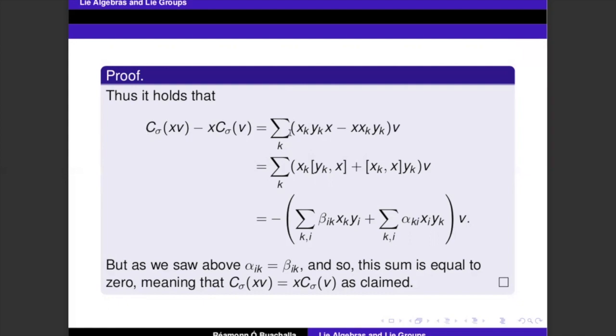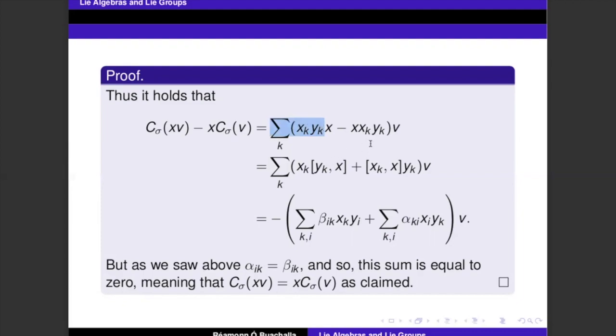So what is the Casimir? Well, we know the Casimir is going to be the summation of x sub k, y sub k acting on, and the x is here. Remember, the x is still there, so we're letting the Casimir act on this guy. We've brought out the v, we've collected the terms together, and this is the term coming from the Casimir.